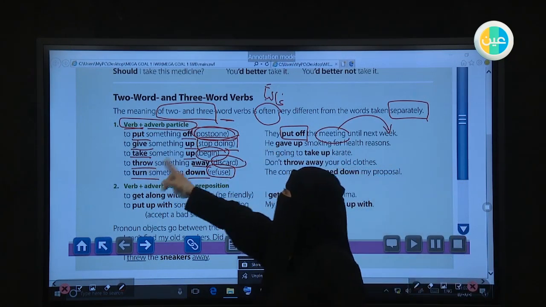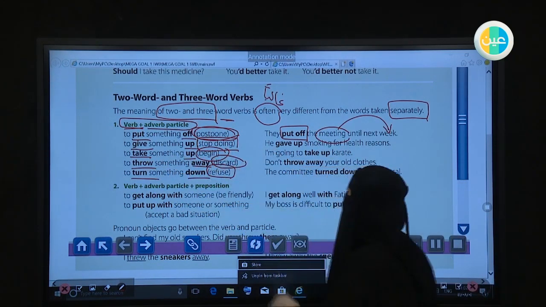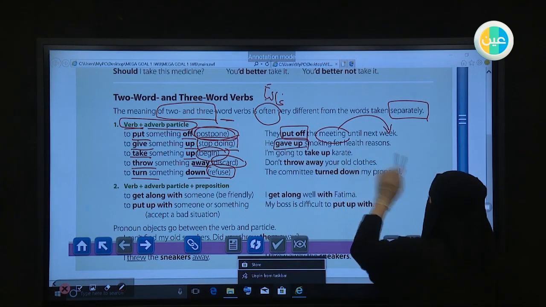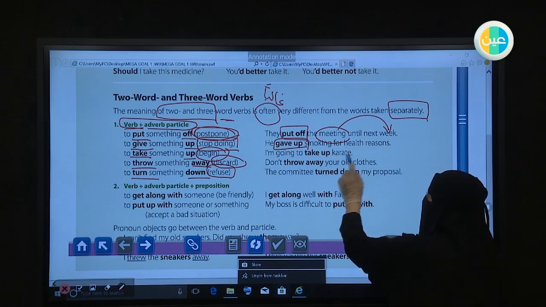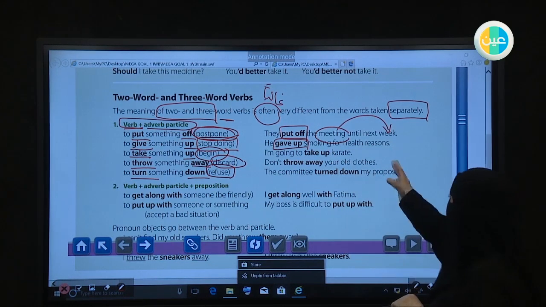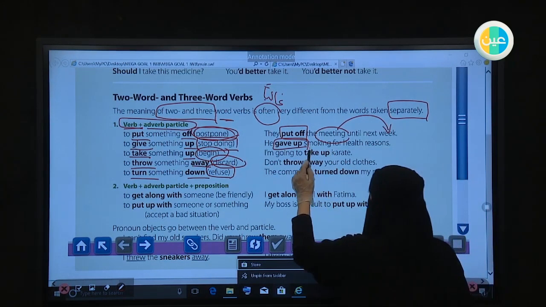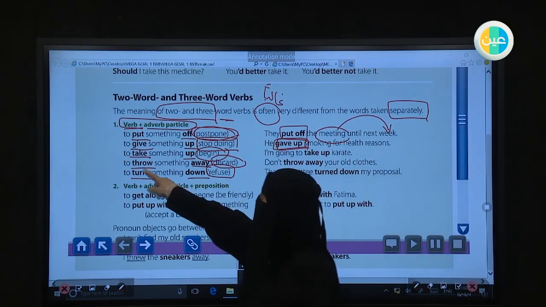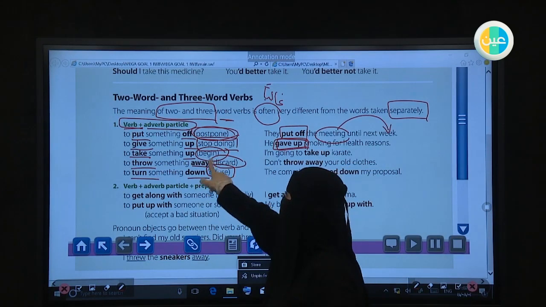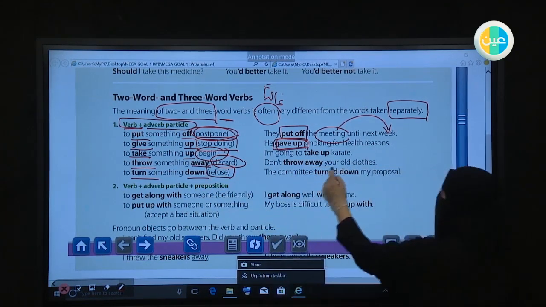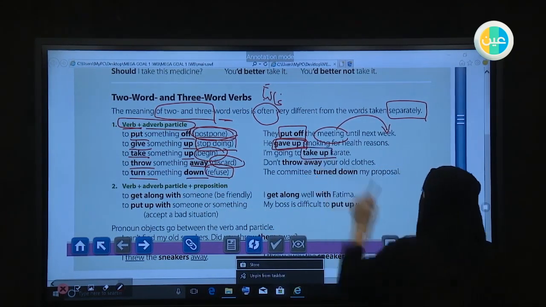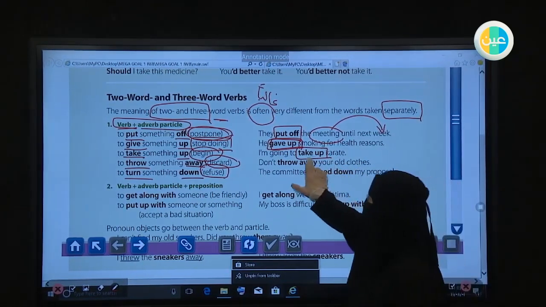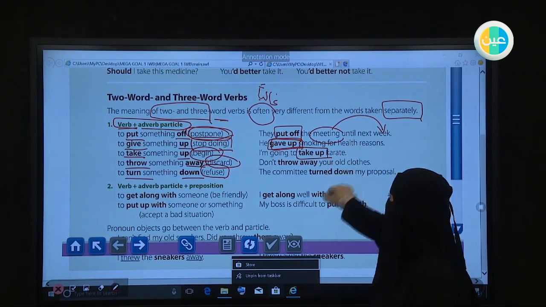Number 2, to give something up. Stop doing. Give up. He gave up smoking for health reasons. So give up here means stop doing. Number 3, to take something up. It means begin. Let me check that. I'm going to take up karate. So it means that he began that exercise.